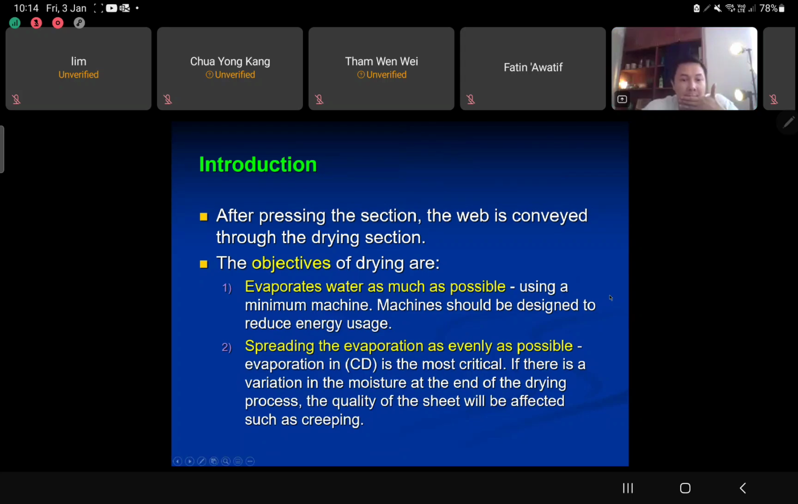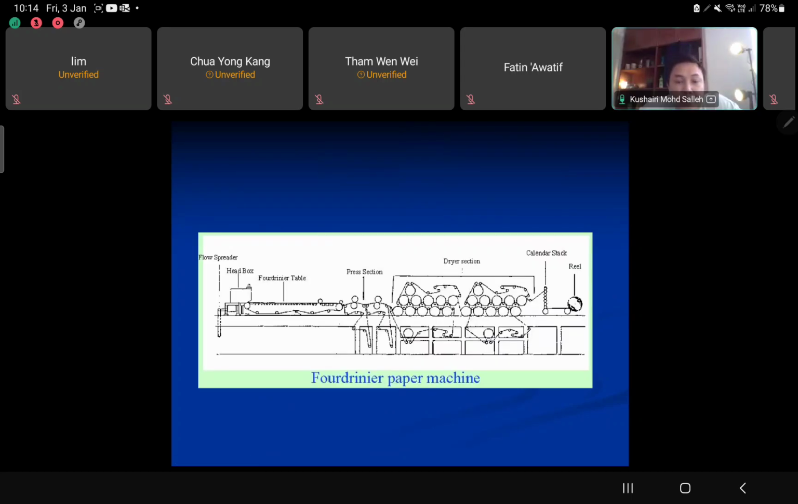So this is the Fourdrinier paper machine. We have the flow spreader, head box, the Fourdrinier table, and then we have the press sections, and then we have the drying sections. The press section, when we compare to the drying section, is very huge, so it requires a lot of space compared to the press section. That's why in the press section, we need to efficiently remove the water until we get about 35 to 50%, usually about 40%.